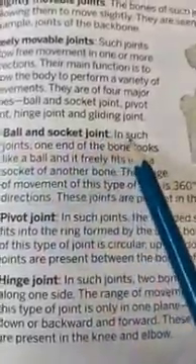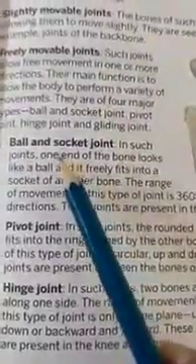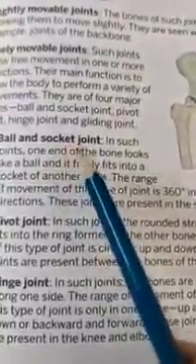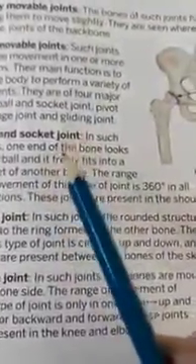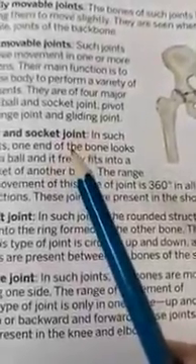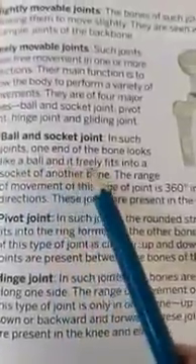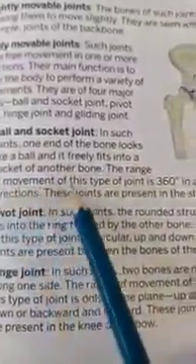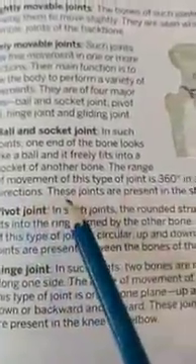Ball and socket joint. In this type of joint, the ball-shaped end of one bone fits into a hollow cup-shaped socket of the other bone. This joint allows maximum movement in all directions. The joints of the shoulder and hips are examples of the ball and socket joint. So, dear students, in such joints, one end of the bone looks like a ball and it is freely fitted into the socket of another bone. The range of movement of this type of joint is 360 degrees in all directions. These joints are present in the shoulders and hips.